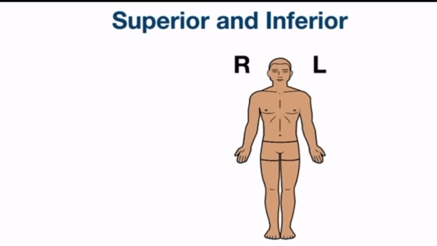The next pair of directional terms is superior and inferior. This time we're going to divide the body into upper and lower portions using a transverse plane.